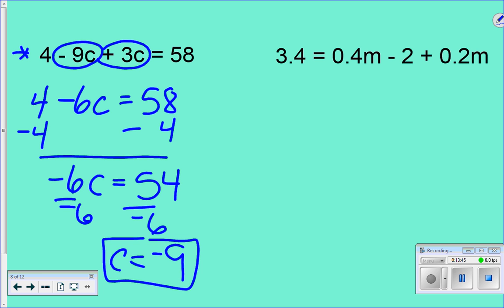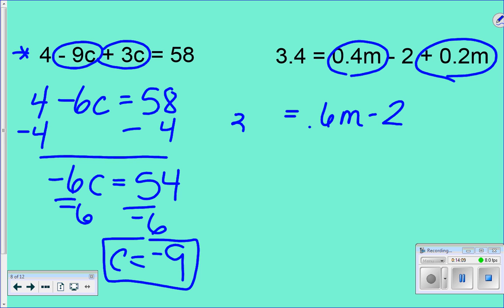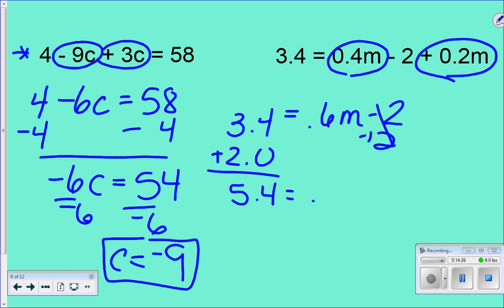You might want one in your notebook that has decimals. I have to show you some with decimals and fractions, because this will show up in your homework. Okay, so first thing I'm going to do, I'm going to put together things that can be put together. So if I have this and this, what's that add up to be? 0.6m. So 0.6m minus 2 equals 3.4. So, then what? Very good. Now, it's not going to be 3.6. Make sure you line them up correctly. It's going to be 5.4 equals 0.6m.